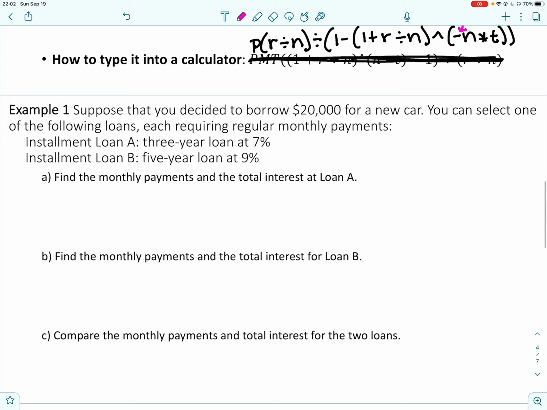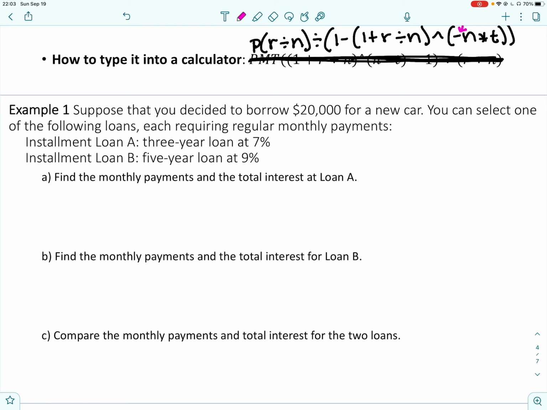So let's look at an example. You are going to borrow $20,000 for a new car. Now this $20,000 would be after any money that you put down. So this is the actual amount of money that you are borrowing for the car. You can select one of the following loans, each requiring regular monthly payments. Installment loan A is a 3-year loan at 7%. Installment loan B is a 5-year loan at 9%. Find the monthly payments and the total interest for loan A.